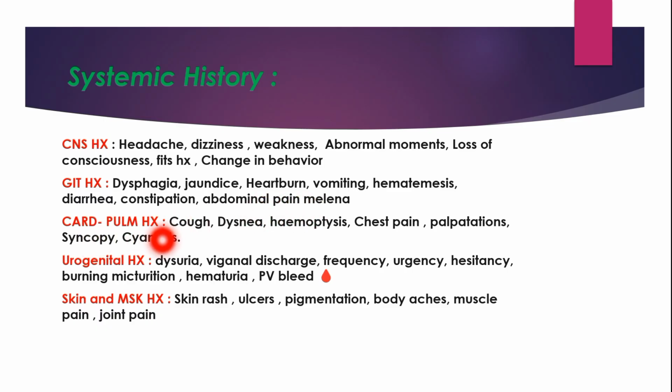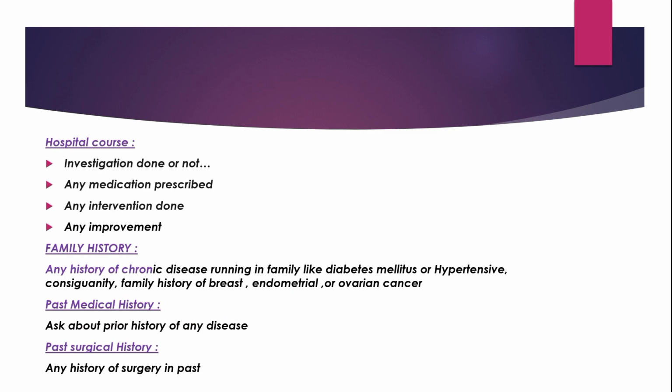And cardiopulmonary history asks about the history of cough, dyspnea, hemoptysis, chest pain, palpitation, syncope, and cyanosis. And urogenital history asks about any history of dysuria, vaginal discharge, ask about urinary frequency, urgency, hesitancy, burning micturition, any history of hematuria or per vaginal bleed, and skin and musculoskeletal system history, ask about history of skin rash, any history of ulcer, pigmentation in the skin, body aches, and muscle pain or joint pain.